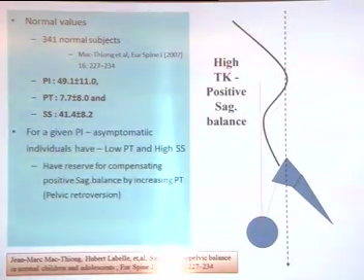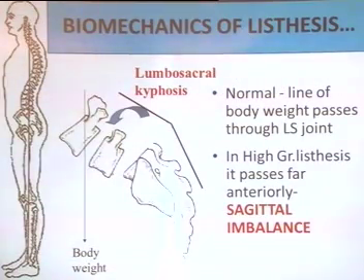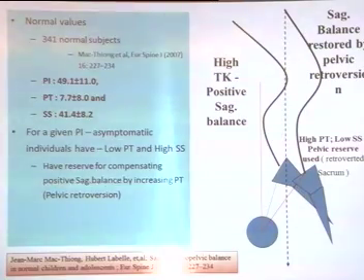So a normal asymptomatic individual has low pelvic tilt and high sacral slope. So he has a reserve for compensating the positive sagittal balance by increasing the pelvic tilt. That is called pelvic retroversion. Now, further biomechanics: if you draw a C7 plumb line, normally it falls quite in front of the L5 vertebra. So in high grade listhesis, it passes far anteriorly, and there is a sagittal imbalance.